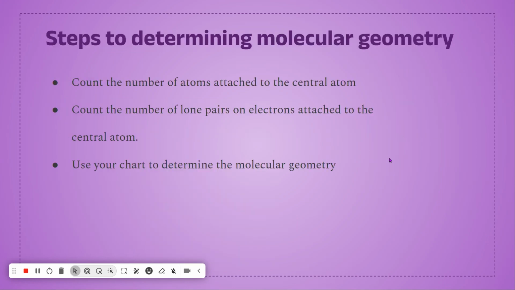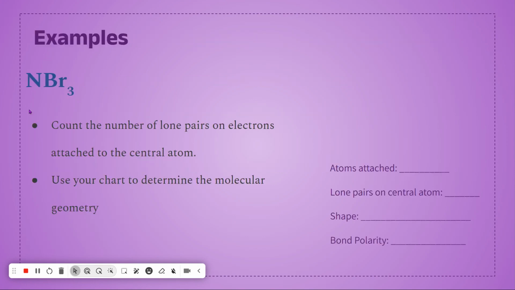All right, so when you're trying to figure out your molecular geometry, you're trying to figure out your shape, well, the first thing you have to do is you have to draw your molecule, okay? And then you're going to count the number of atoms attached to the central atom, and you're going to count the number of lone pairs on the central atom. And then you can use the chart on the back of your periodic table to figure out the shape or the molecular geometry. Okay, so here is an example, NBr3.